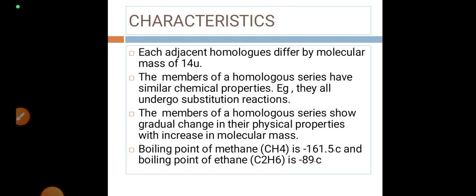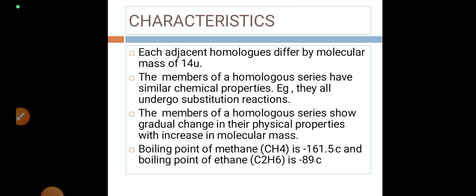Now coming to the last characteristic, the members of a homologous series show a gradual change in their physical properties with increase in molecular mass. I have given an example. The boiling point of methane is minus 161.5 degrees Celsius and the boiling point of ethane is minus 89. So there you can see that there is a decrease in boiling point. Okay, I mean to say there is an increase in boiling point. Of course, here it's a negative value, so minus 161 is less than minus 89. That means ethane has a higher boiling point than methane.